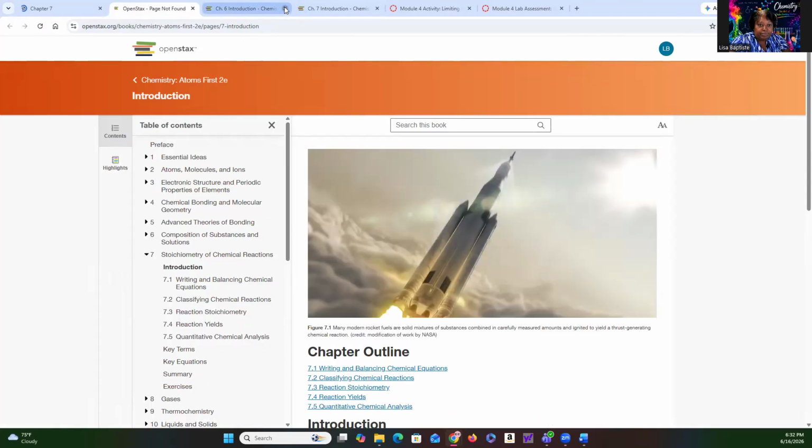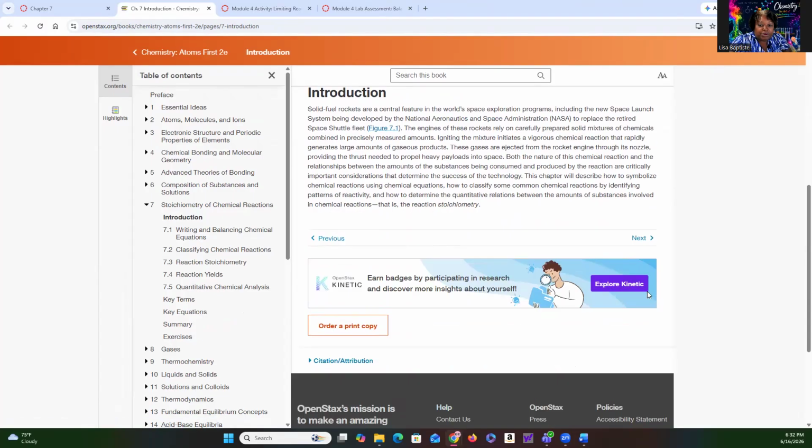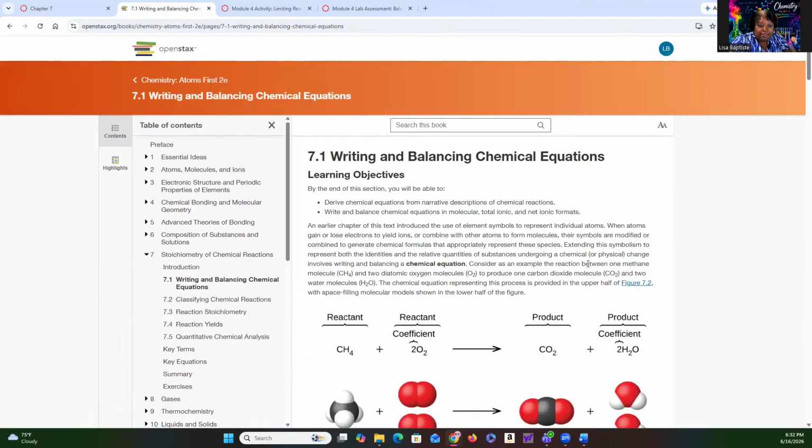Now in chapter 7, I'm going to delete some of these extra things up here. All right, so chapter 7, we're looking at writing and balancing chemical equations, classifying chemical reactions, reaction stoichiometry, reaction yields, and quantitative chemical analysis. So there's quite a bit in this particular chapter.